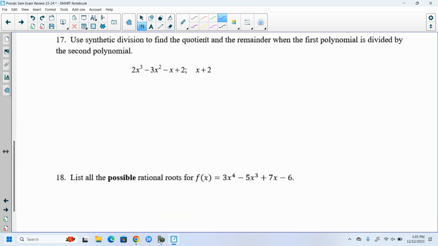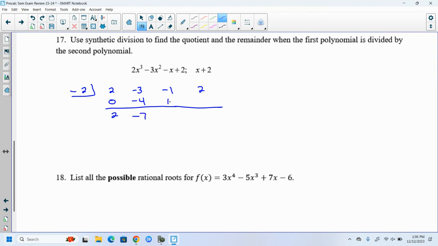17, use synthetic division to find the quotient and remainder when the first polynomial is divided by the second. All right, all we're doing is using synthetic division. If it is x plus 2, remember we put negative 2 to the side in the box. Our coefficients are 2, negative 3, negative 1, and 2. And then remember, you add vertically. 2 plus 0 is 2. Whatever number you get in this bottom row, you multiply by the number in the box. We get negative 4. So we add, and I get negative 7.